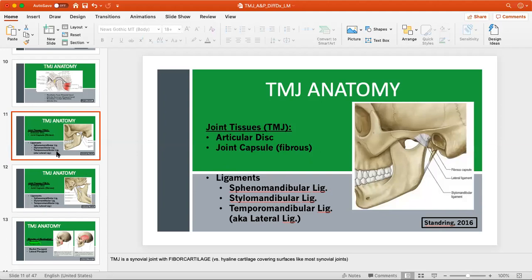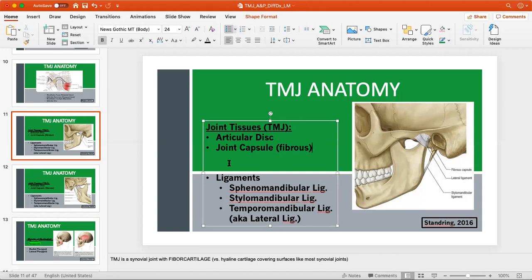Ligaments of the TMJ are here for your reference. Soft tissue structures of the TMJ, so the disc that we just talked about. But it also, as a synovial joint, is going to have a joint capsule, but different than many of the synovial joints we think about, that capsule is going to be a fibrous capsule. And it's going to contain fibrocartilage, in contrast to many of the synovial joints that we discuss, which have hyaline cartilage joint surfaces.